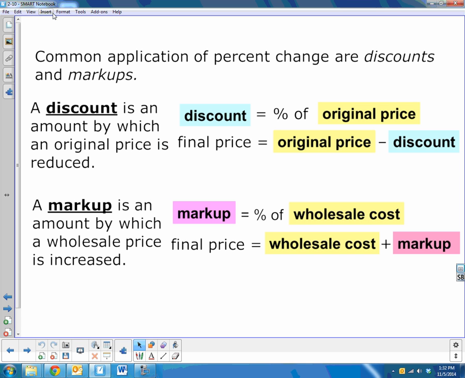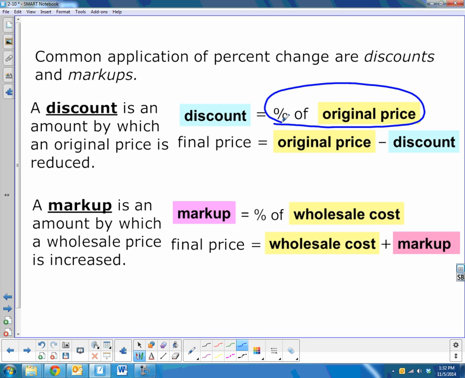So discounts, you see this at stores all the time, some percent off. And so that's really what they have written right here, is that some percent of the original price, 30% off, 30% of the original price. And you can set that up as an equation or as a proportion. But the final price is not the discount. The final price is the original minus the discount. So if you see that word discount, things are going to be reduced. It's the original cost minus that discount.